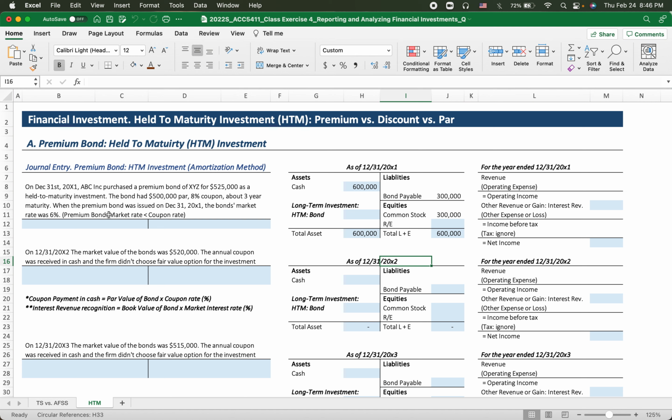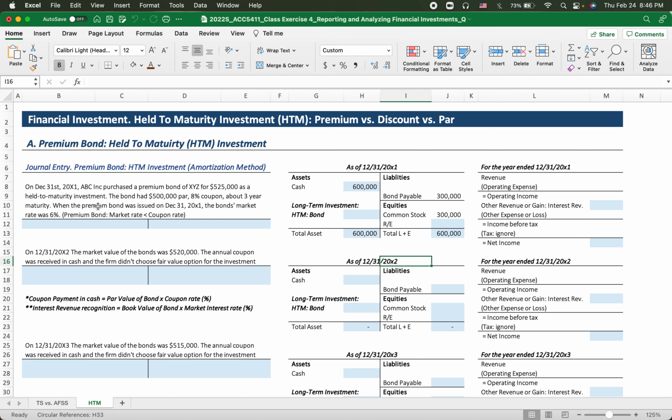Okay, so let's start from the premium bond. What is the premium bond? Right, the premium bond is when the bond is issued with the market rate, which is lower than the coupon rate. The bond issuers give us a greater amount of coupon than the market requirement. That's why the premium bond price is greater than the par value of the bond.